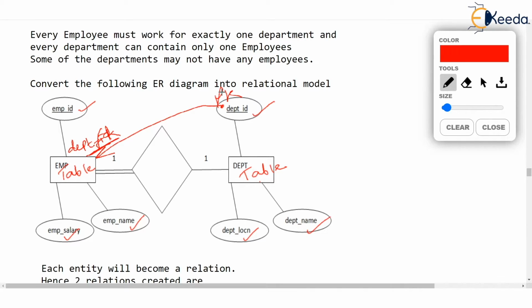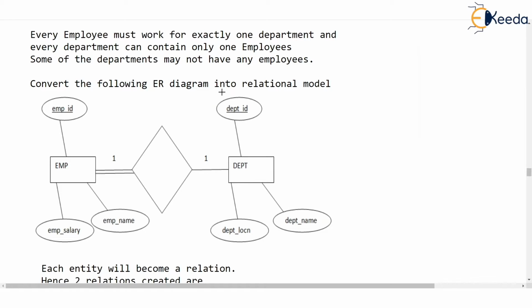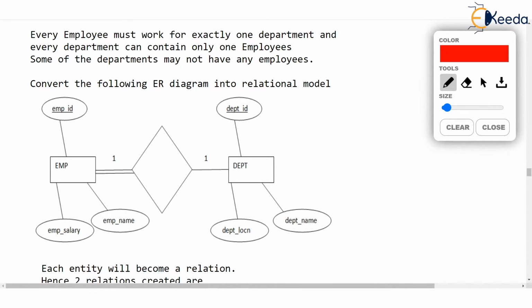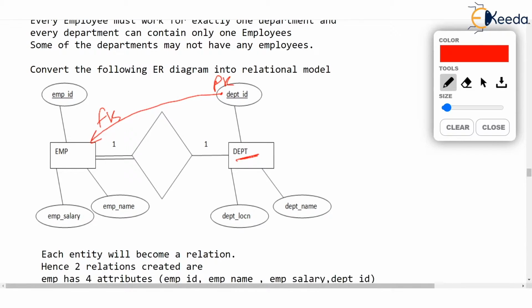What is the rule? In a one-to-one relation, both are one side. So you take any side, like you take the department side, and you say the primary key of this department side will become the foreign key of EMP. So two relations we have got.